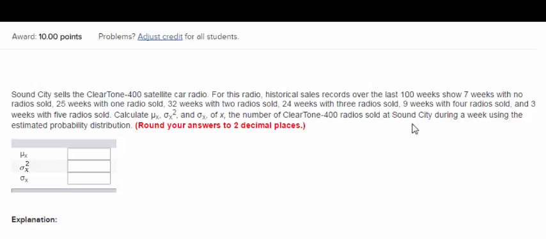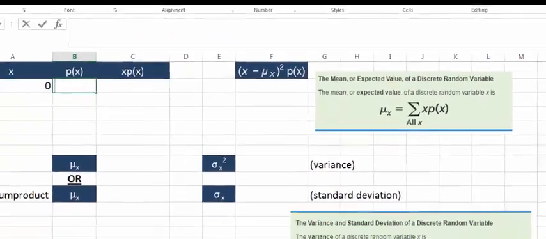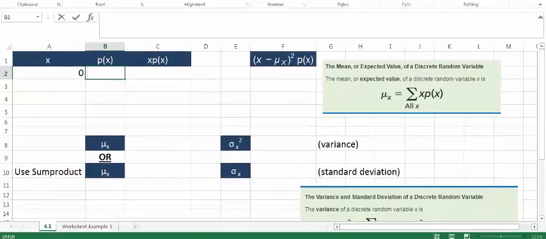Okay, so we're told here, we're looking at 100 weeks, 7 weeks, no radios were sold. So 7 out of 100, that's 7% of the time, no radios were sold. I'm going to bring up this Excel document. You can just use a blank one, but this one will help me explain what I'm doing. So 7 out of the 100 weeks, no radios were sold. That's 7%.